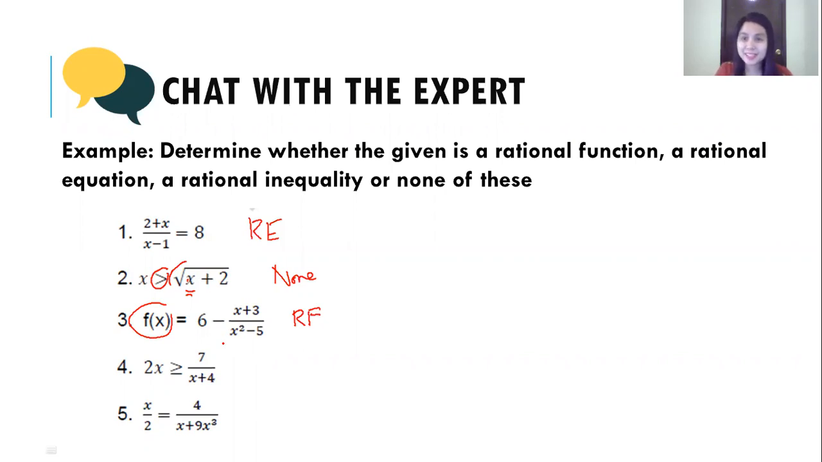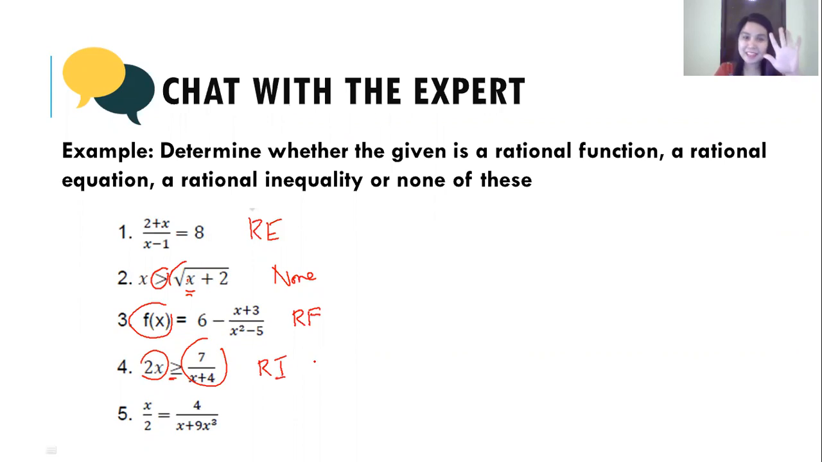Next, number four. 2x is greater than or equal to 7 over x plus 4. We check. All the terms are rational expressions. And there's an inequality sign. So rational inequality. Very good.